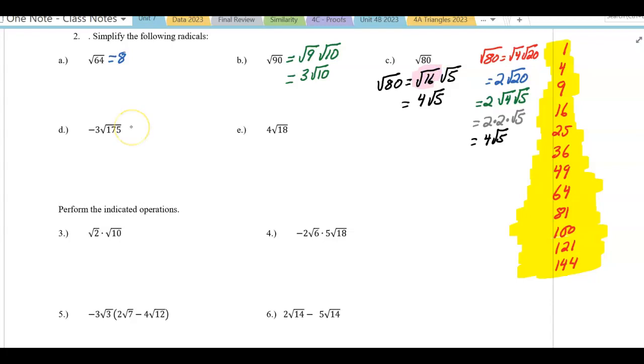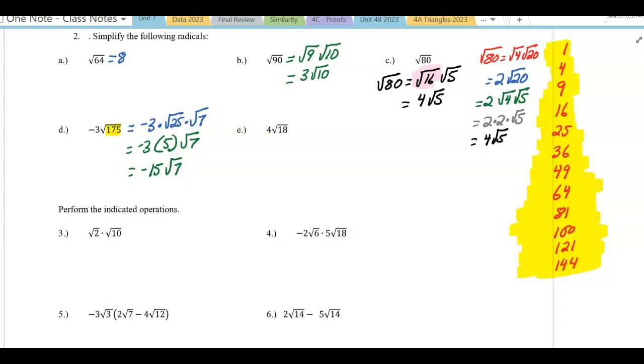Taking a look at letter D, because this 175 ends in a 5, I know that 25 divides it, or I don't know that, but I tried it on my calculator. So this simplifies to negative 3 times the square root of 25 times the square root of 7. And that breaks down to negative 3 times 5 times the square root of 7, which is negative 15 square root of 7.